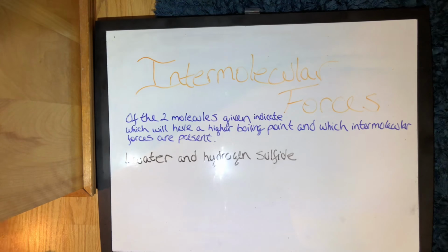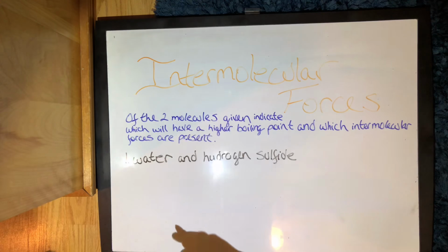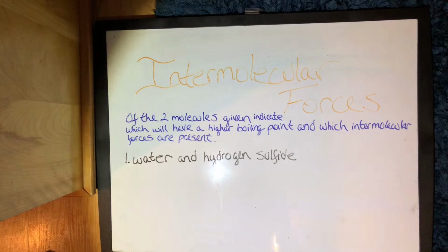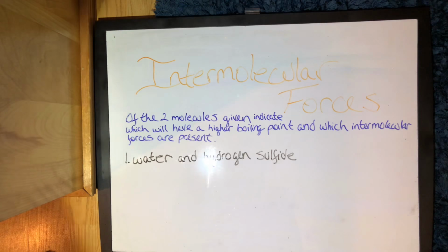We're still on our chapter of intermolecular forces, and this time, since in the first video I went over the 6 different types of intermolecular forces, I'm going to do a practice problem. We have, of the 2 molecules given, indicate which will have a higher boiling point and which intermolecular forces are present. And we have water and hydrogen sulfide. So we're going to start off with drawing the Lewis dot structures for water and hydrogen sulfide.